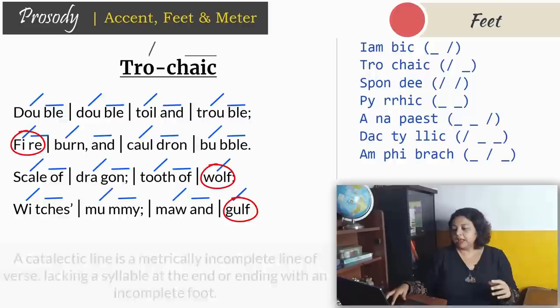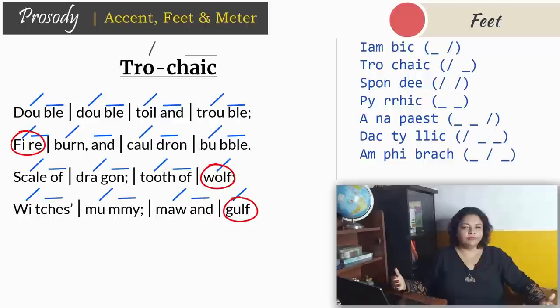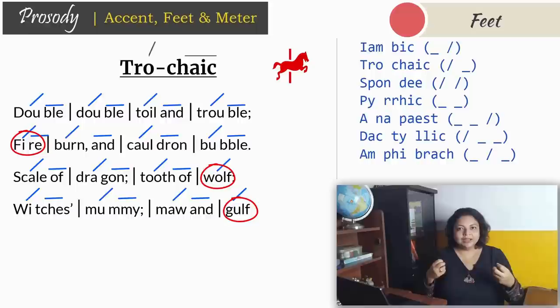Trochaic is usually used for writing poems of despair, poems which do not come naturally as natural human emotions. Okay, in war poems you use that. There's a lot of drum beat in trochaic. Okay, so it's like dum de dum de dum de dum. So you are putting in a lot of force there.